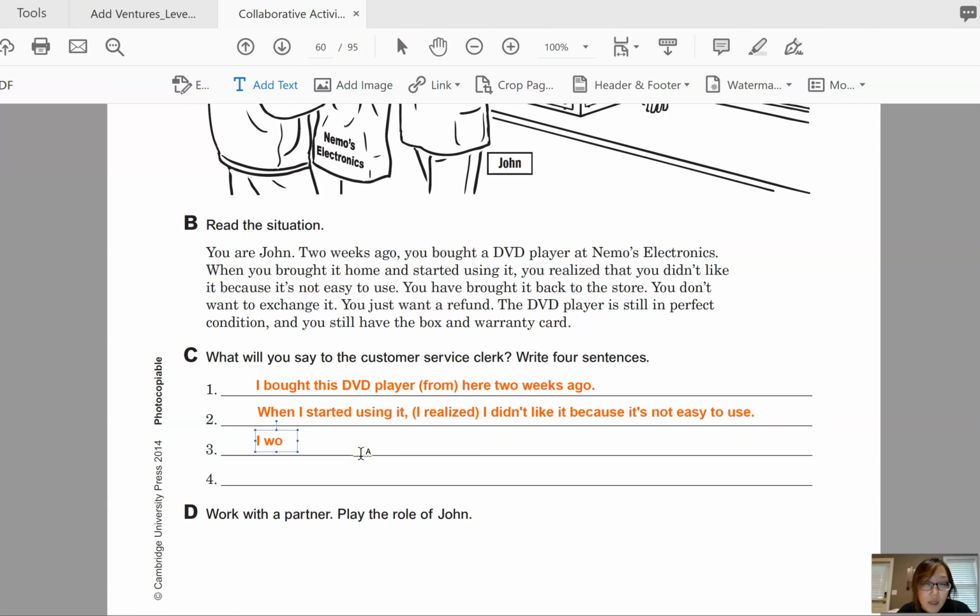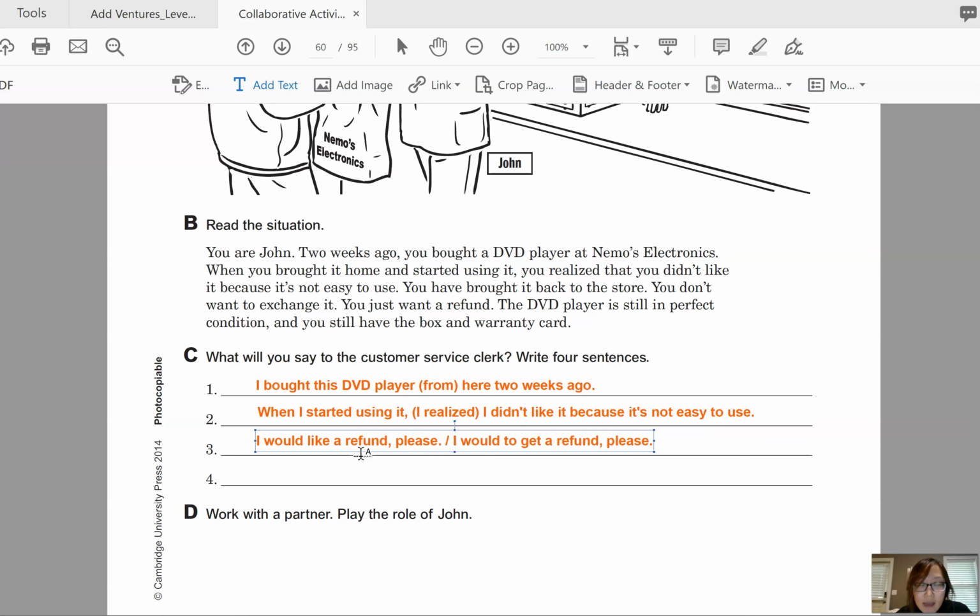Okay, and then you can also say, I would like, because you want to be polite, so you don't want to say, I don't want to exchange it, I just want a refund. That would be a little impolite. So you could say, I would like a refund, please. Or you could also say, I would like to get a refund. Please.